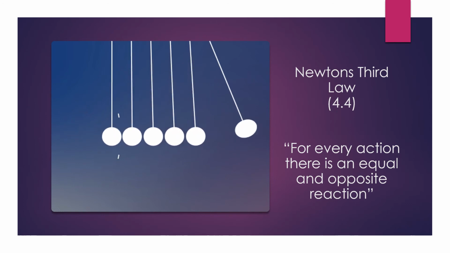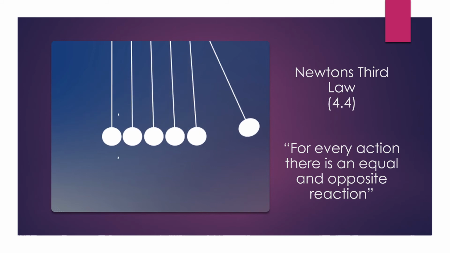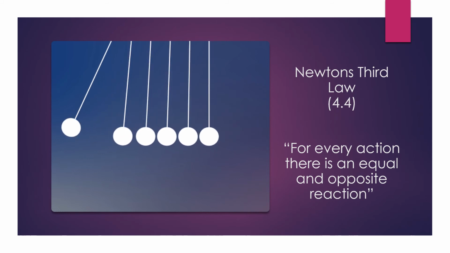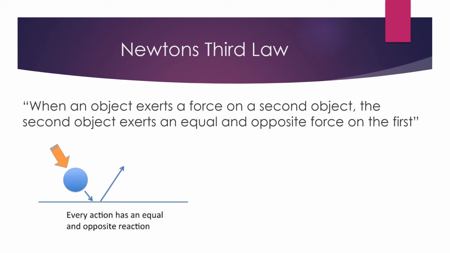If you pull one of the balls and you let it go and it hits, and the other one goes back and it just keeps going back and forth. Okay, so this is for every action, there's equal and opposite. That's what causes this thing to continue going and going and going. So when an object exerts a force on a second object, the second object has to exert an equal and opposite force on the first.